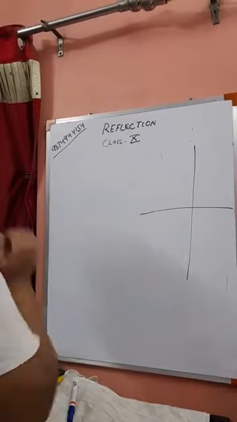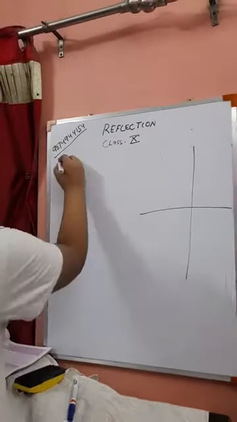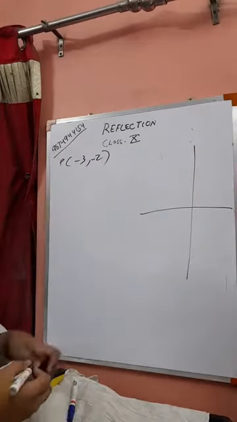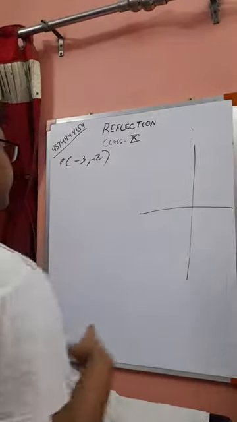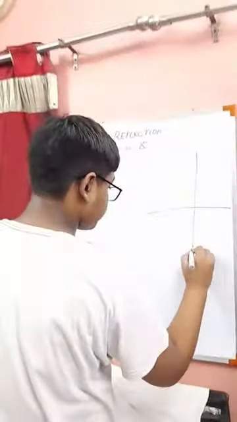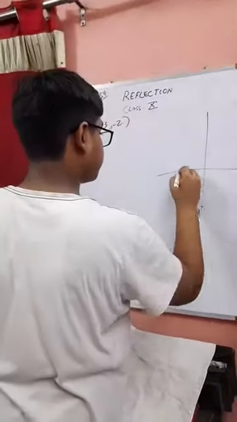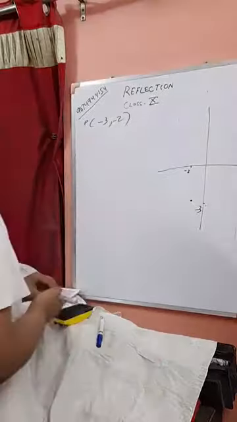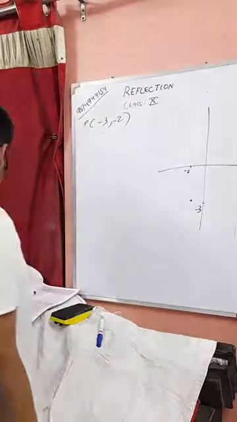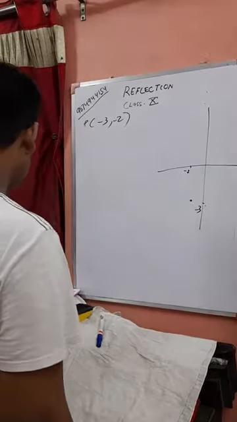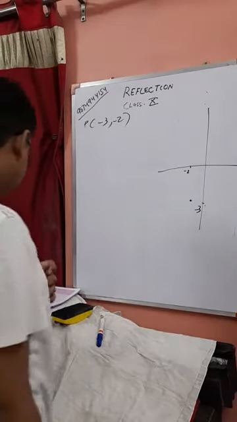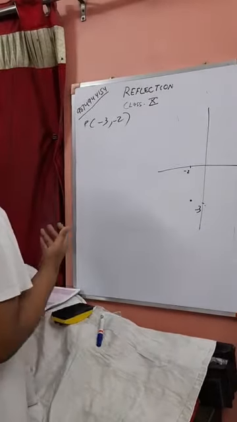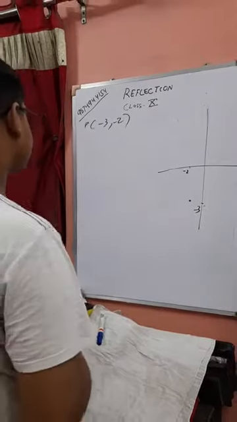For example, the first question is the point P -3 comma -2. Now we will first put this point in the graph. This will be -3 somewhere over here, and this will be -2. So the point will be over here. Now we will go to the next part of the question, which is: on reflection in the x-axis, P is mapped onto P dash. Then P dash on reflection in the origin is mapped as P double dash.